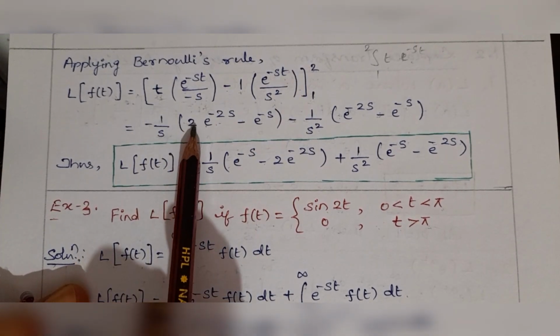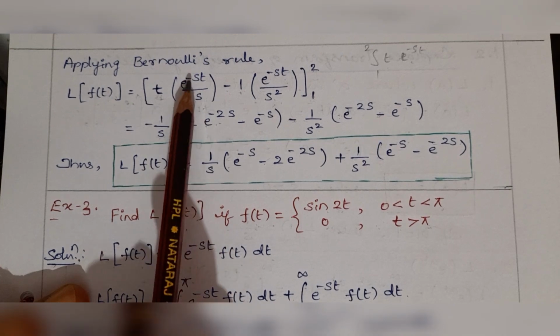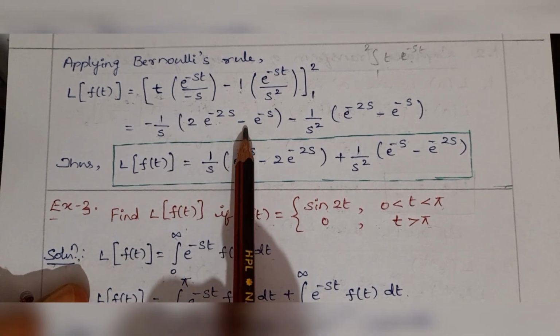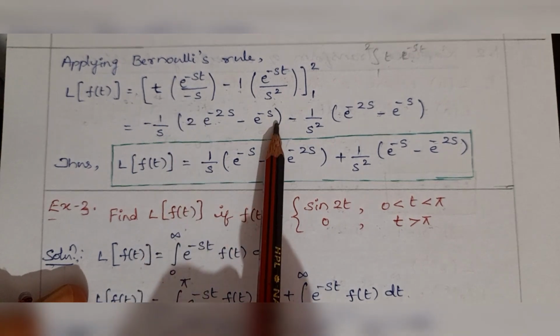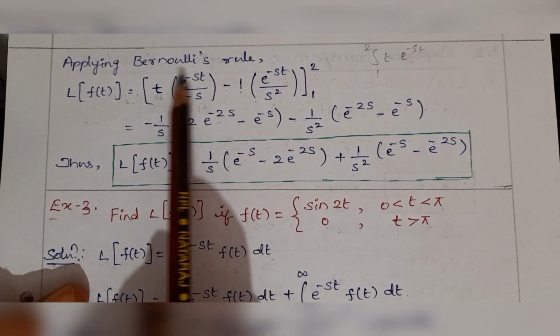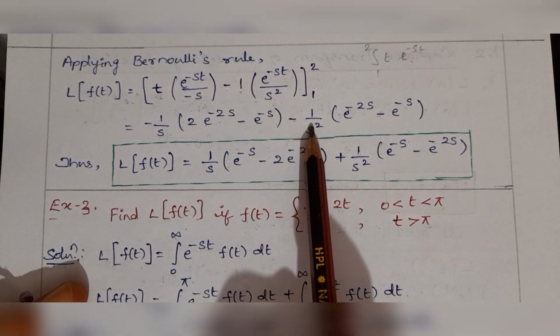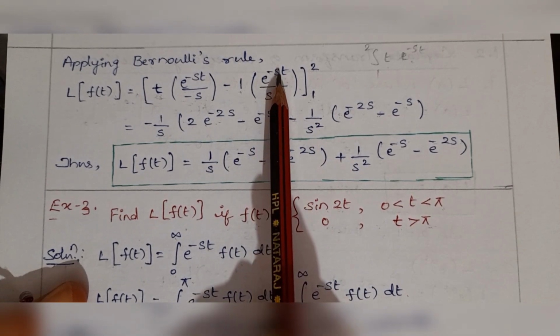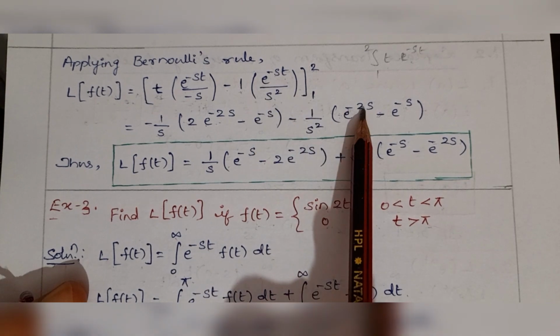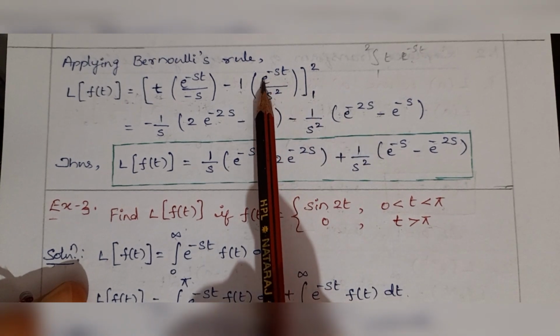So first apply the upper limit 2 into e power of minus 2s minus lower limit is 1 into e power of minus s. So first term is over. Next, minus 1 by s square take outside. Next first apply the upper limit e power of minus 2s minus of lower limit is e power of minus s.